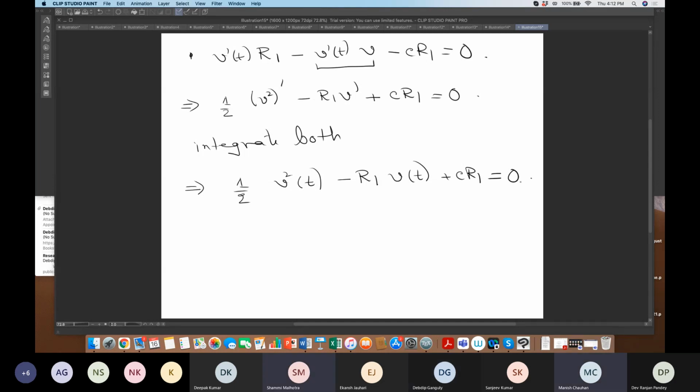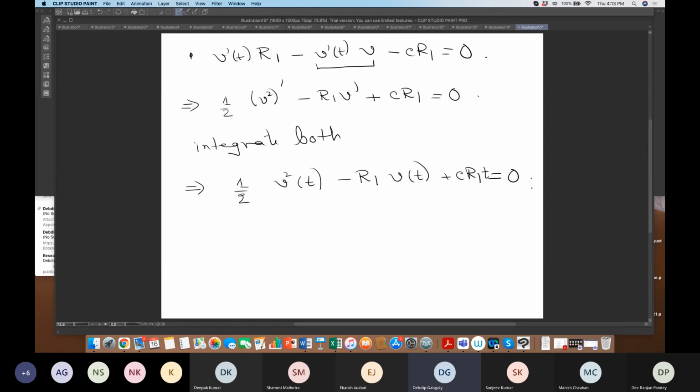V0 is equal to... Exactly. Or V0 is equal to 0. Okay. No. Then I will get some other constant, right? No, right. V0 is equal to 0. I have used here this fact.